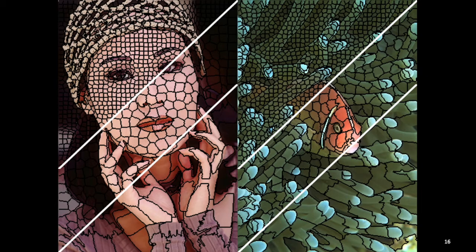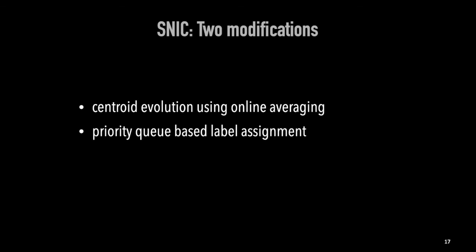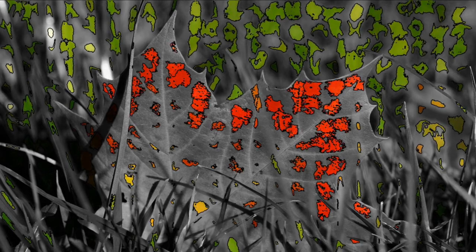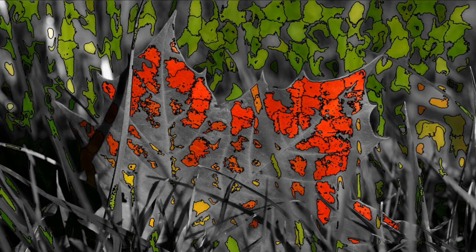For these reasons, we actually developed SNIC, which has 2 modifications. First, the centroid evolves using online averaging, and second, we use priority queue based label assignment. I refer you to the paper for more details, but I'm just going to show you an illustration of how SNIC non-iteratively creates the cluster. You can see with more growth how the orphan pixels actually disappear.